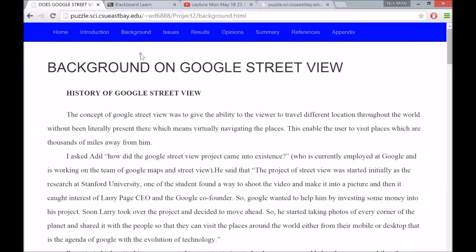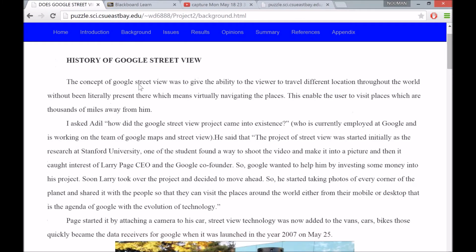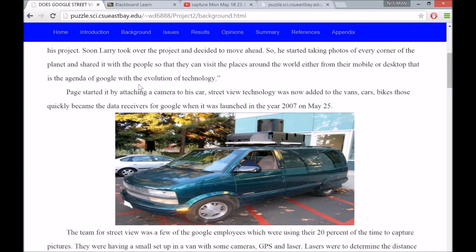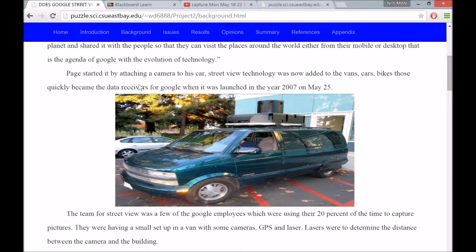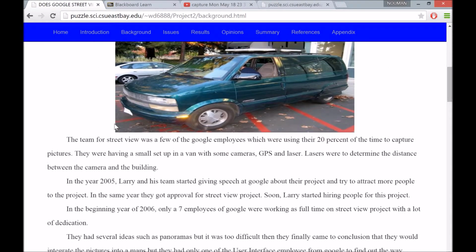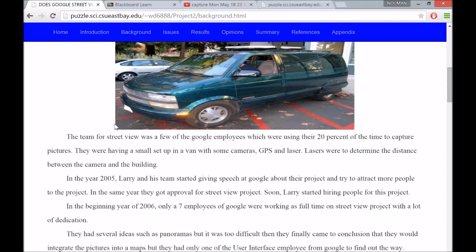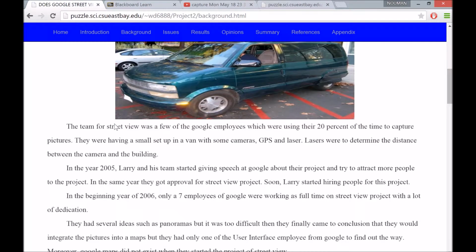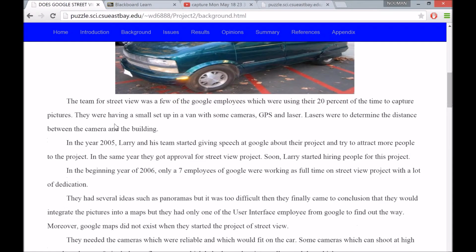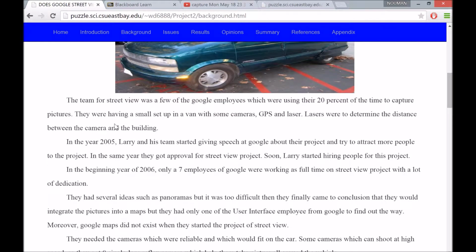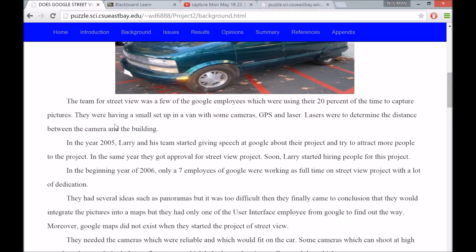So this is a little background on the history of Google Street View. Those were the type of cars they used, with the camera attachment on top of the car, and they used to travel in the cars all over the streets, trying to take pictures from different angles. This was initiated in the year 2007, when they started with 7 employees who worked full-time on the Street View project.